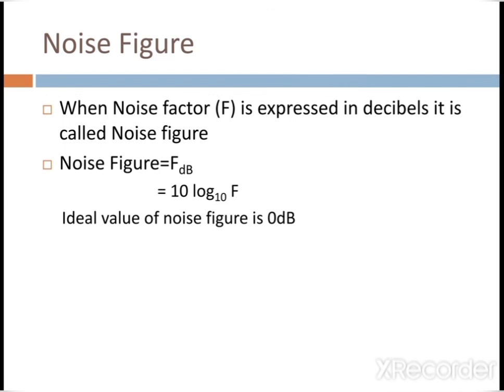Then noise figure. When noise factor F is expressed in decibel, then it is called noise figure. That means noise figure is equal to F in dB, dB meaning decibel. So 10 log base 10 of F. The ideal value of noise figure is 0 dB.